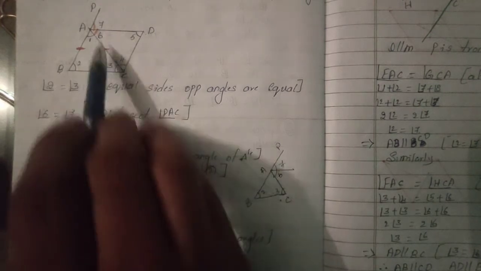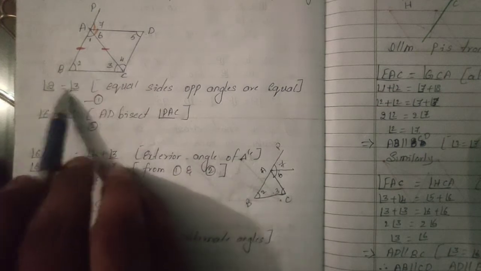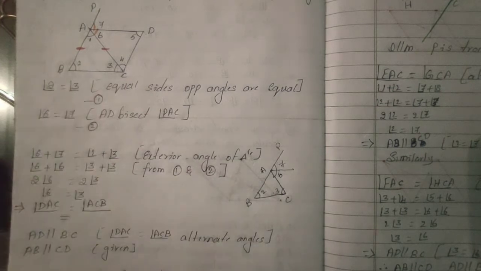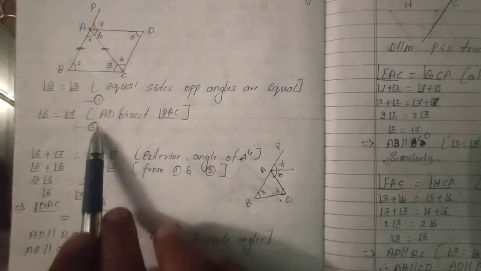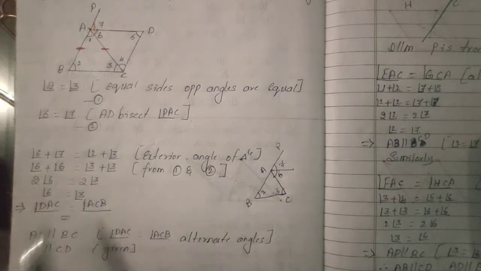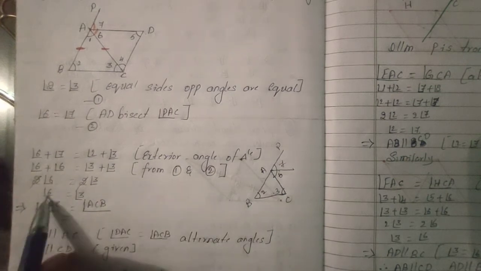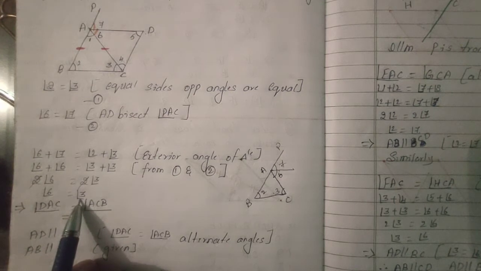I need to prove angle 6 and angle 3 are equal. So 2 I don't want, but 2 and 3 are equal, I know that. Therefore, in the place of 2 I will take 3. I use the 1 and 2: 2 times of 6, 2 times of 3. Now 2 cancel. Angle 6 equals angle 3.